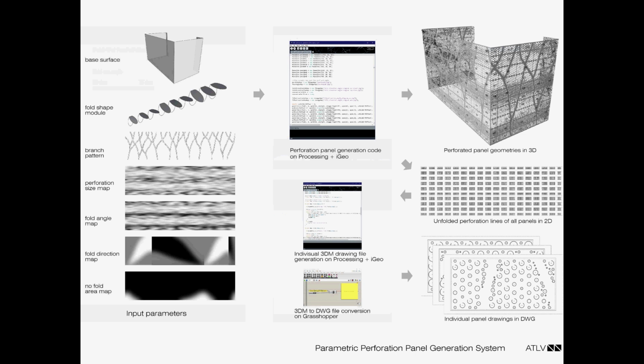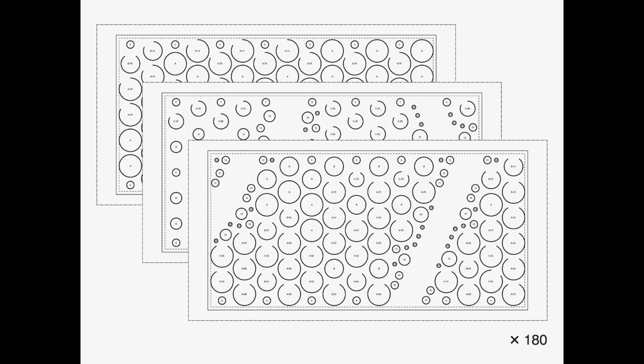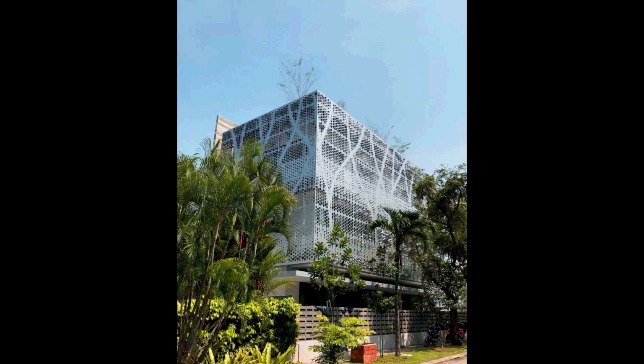So I built a set of grayscale images to control the perforation hole size, and then the extruded tab angle and orientation. Everything was imported into Processing, which generates 3D geometry and then 2D drawing information. Those drawings, in one file, were separated into 180 DWG files and then sent to the fabricator.